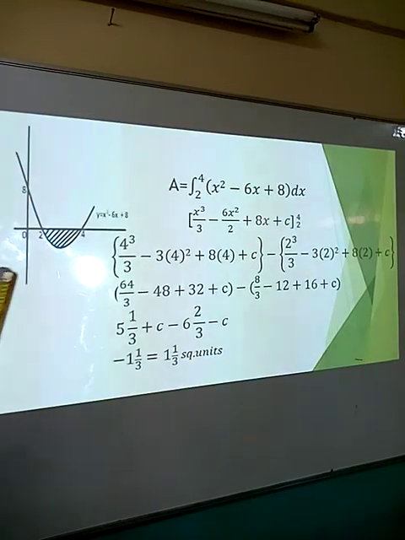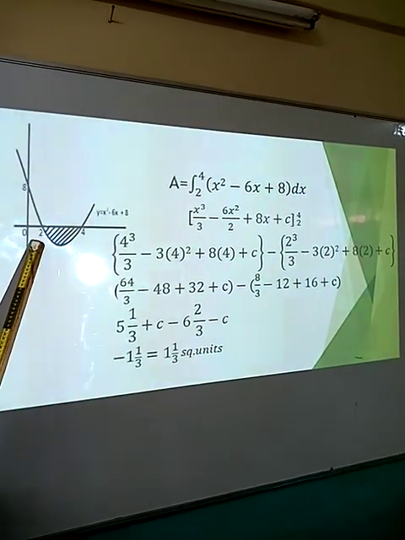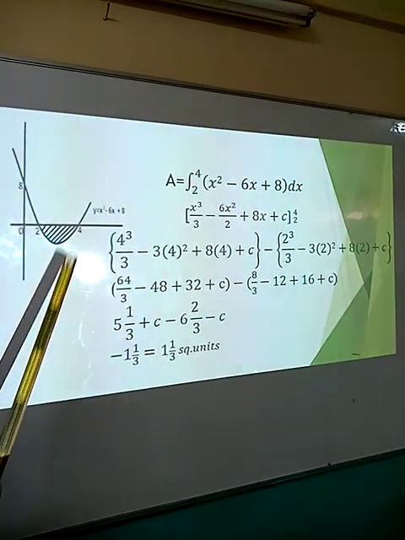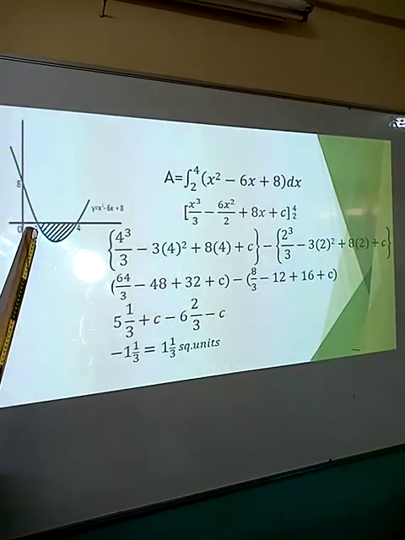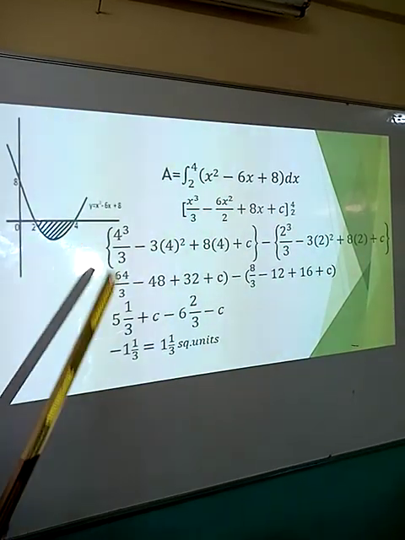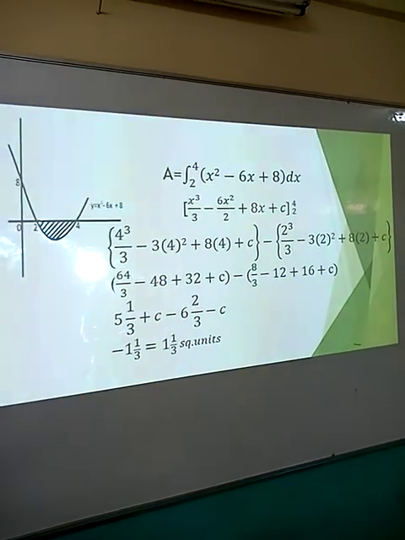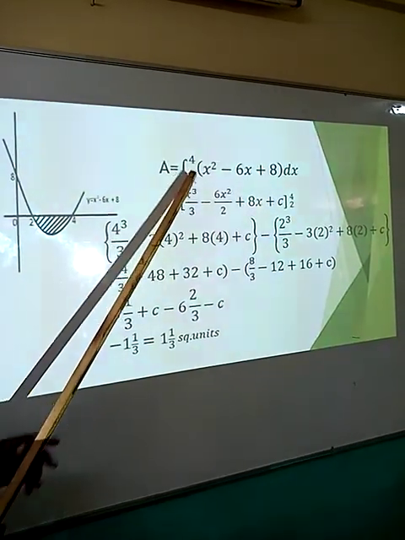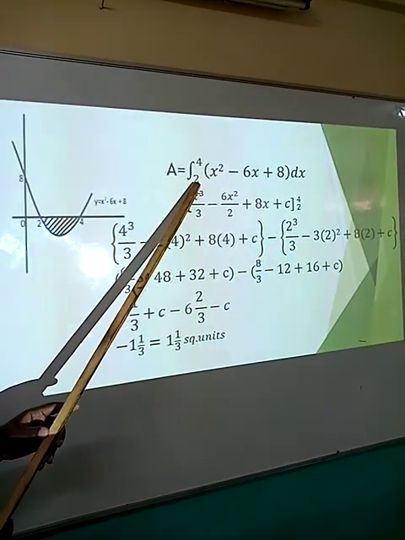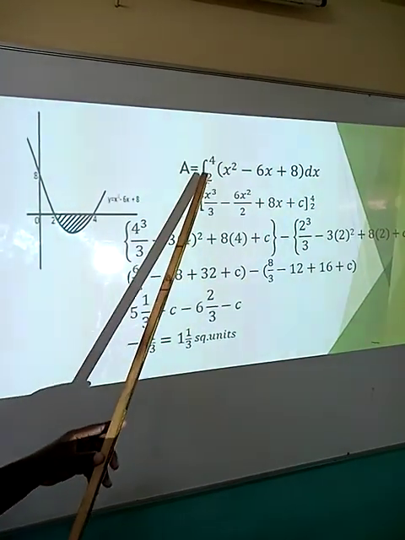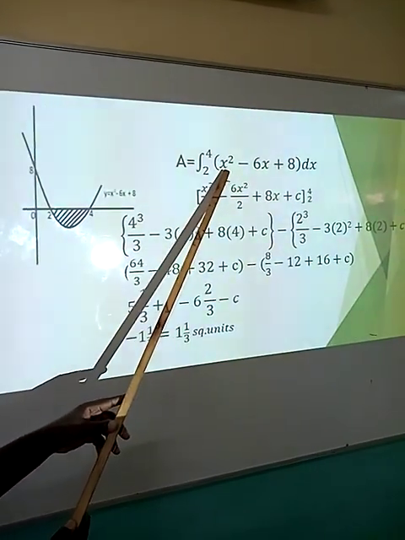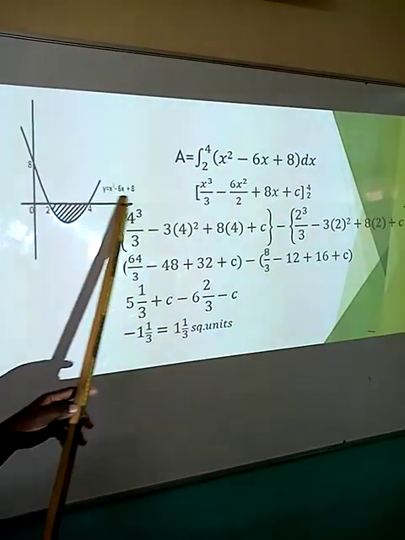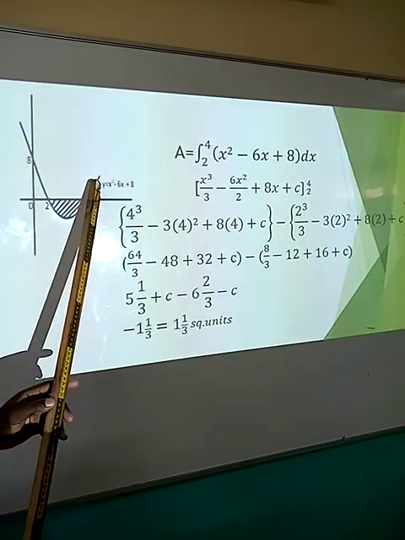But now, if you look at it, the way it is drawn, it is ranging from 2 to 4. That shaded part which is below the x-axis is ranging from when x is 2 to x is 4. So 2 and 4 become our limits of integration, with 4 being the upper limit and 2 being the lower limit. So it is integration from 2 to 4, x squared minus 6x plus 8, which is the function whose curve has been drawn there.